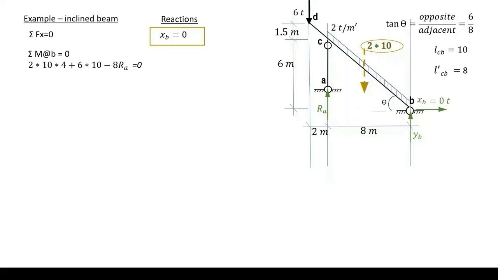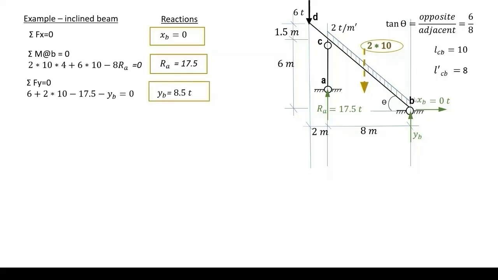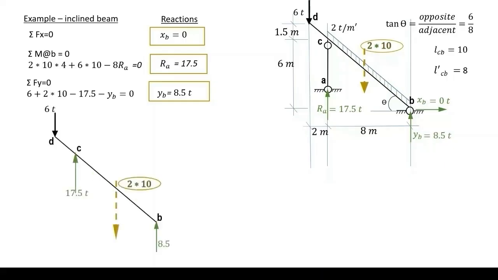Please note that all vertical forces have horizontal arms. And RA is 17.5 tons. Sigma forces in the y direction. We take the 6 tons, the RA and YB, which gives YB equals 8.5 tons, and we plot it on our diagram. The beam DB is taken here with the applied loads and reactions just to make calculations clearer.